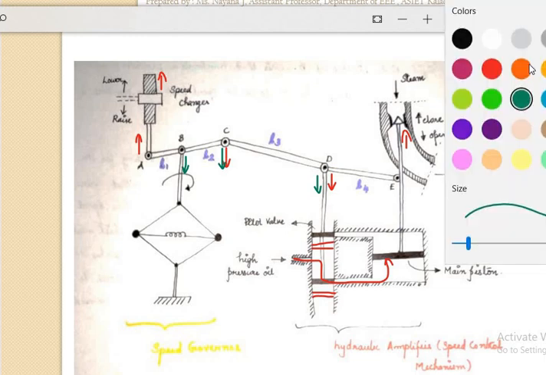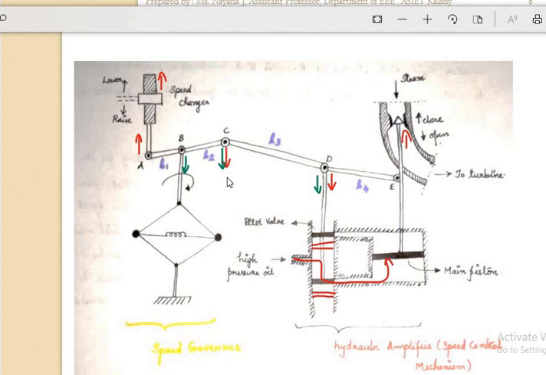Okay, now similarly we can consider the next case: if the speed is less. Speed is less means the fly ball will come toward each other. So your point B will move upwards. What happens to C? C moves upwards. And what happens to D? D moves upwards. So when D moves upward, it will push the piston down. That means it will cause downward movement, the steam will flow, and it will increase the speed of the turbine.